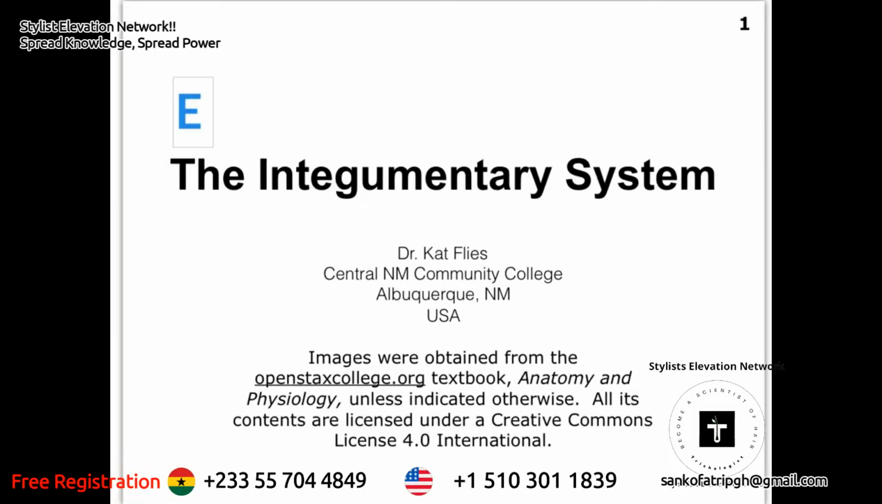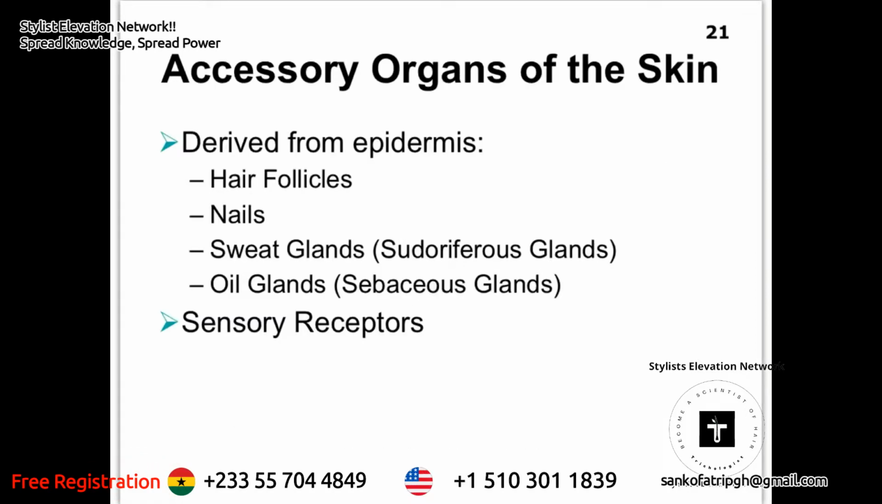In video E of the integumentary system, we finally get started on the accessory organs of the integumentary system. Remember that the integumentary system consists of the skin and accessory organs, and they include, as listed here, your hair follicles, the nails, our sweat glands, which have a fancier name, sudoriferous glands, and the oil glands, also called the sebaceous glands.